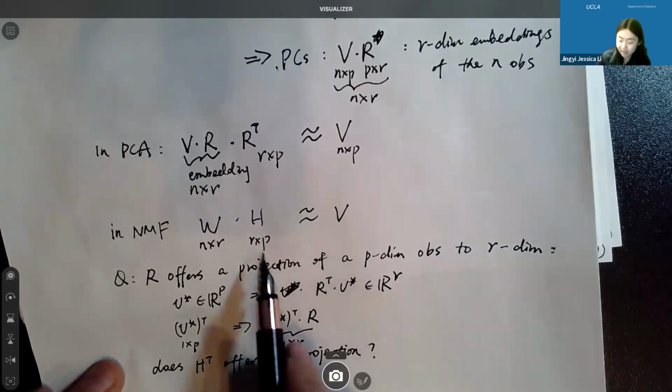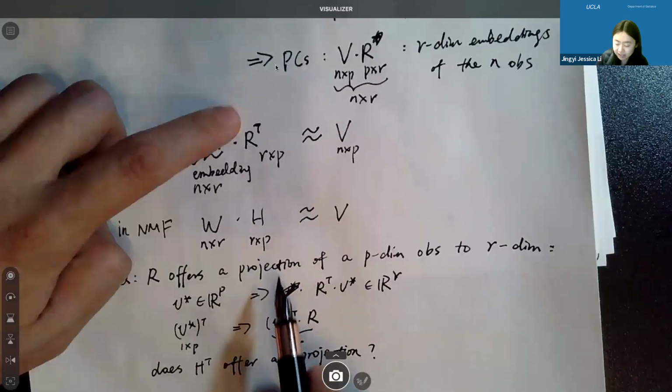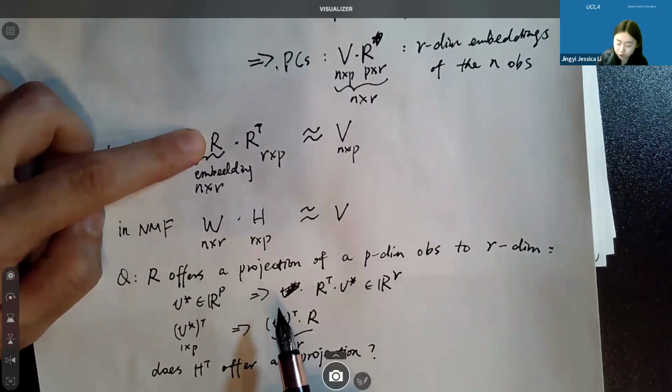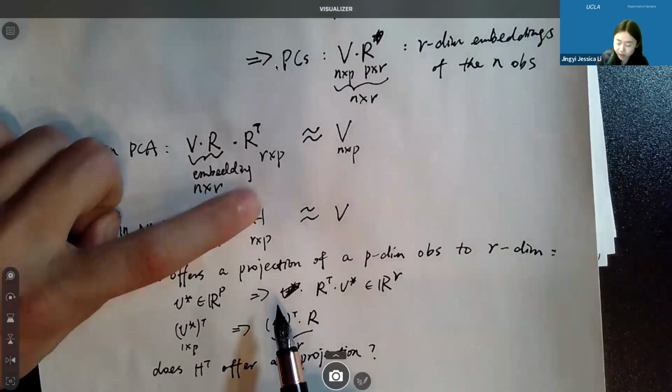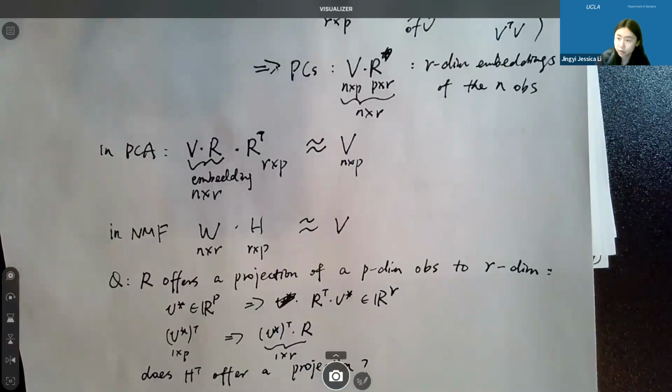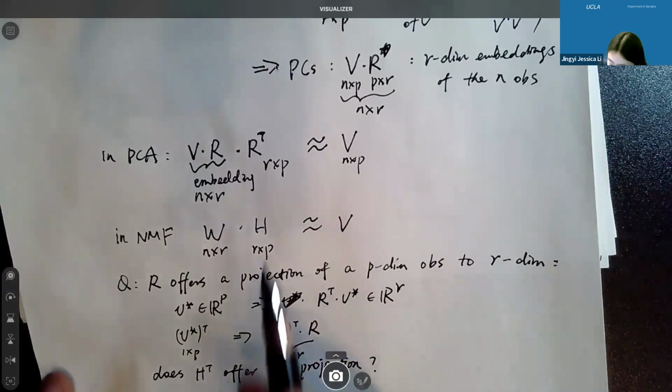Right, because H has the dimension exactly as R transpose. Then R offers projection. I would wonder, does H transpose, which corresponds to R, offer a projection? So if that's the case, then we would need something similar to here.